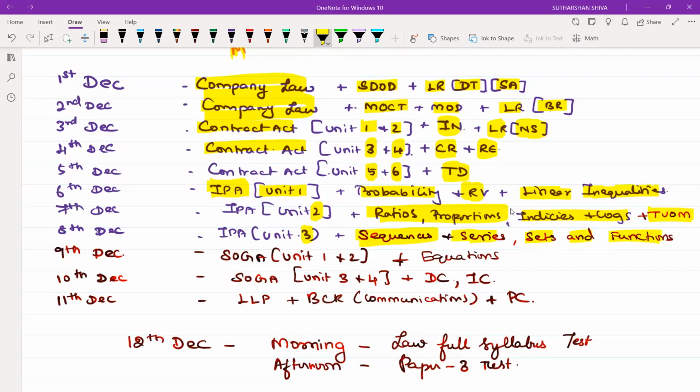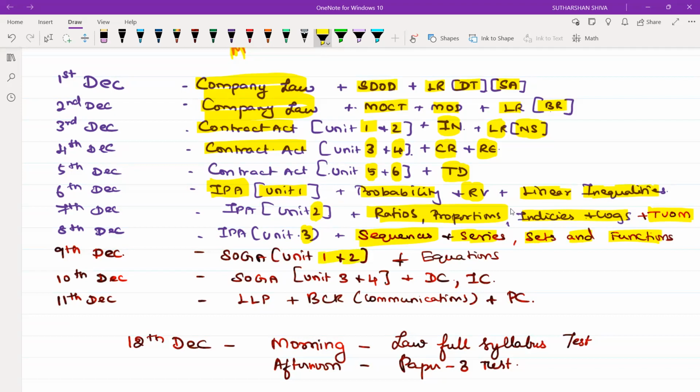And I will always give last preference to Sales of Goods Act, because in company law we will give 16 marks weightage, Contract Act 25 marks weightage, Indian Partnership Act 14 marks weightage. Sales of Goods Act, even though it is 4 units, will only be given 14 to 16 marks weightage. So I will give it as a last preference.